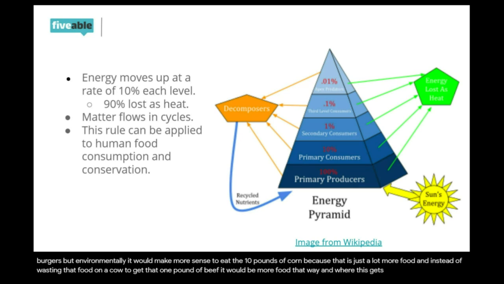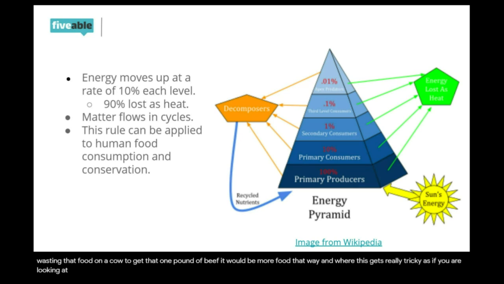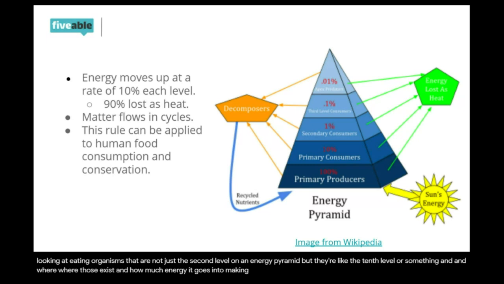And where this gets really tricky is if you are looking at eating organisms that are not just the second level on an energy pyramid, but they're like the 10th level or something, and where those exist, and how much energy goes into making that. So again, let's use an example here. It's hard to think about without an example. Bluefin tuna is a really good example.